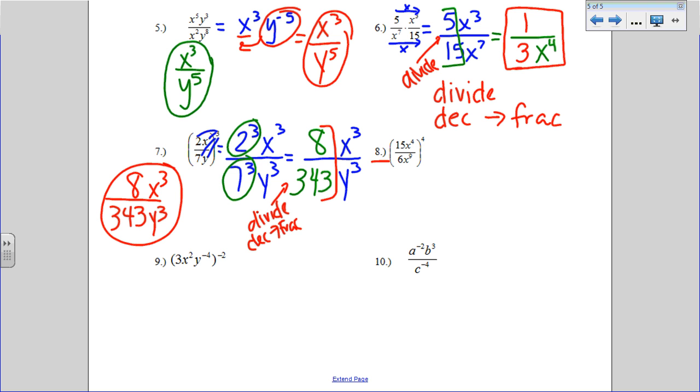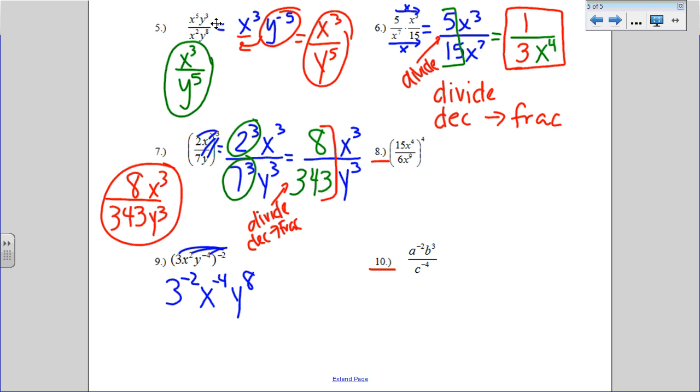Number 8 is going to be one that you do on your own, and then also number 10. But before you start those, let's finish up number 9. I'm going to do 9 the same way I did number 2. I'm going to take this exponent and apply it to everything on the inside. Even though it's negative, I'm still going to use that rule. So this is 3 to the negative 2. Don't grab your calculator yet. X to the negative 4. Y to the positive 8, because a negative times a negative is a positive.